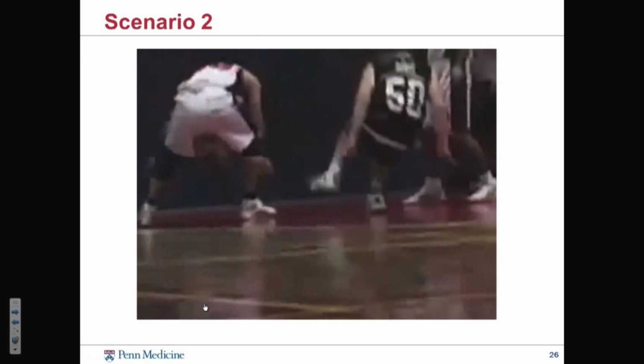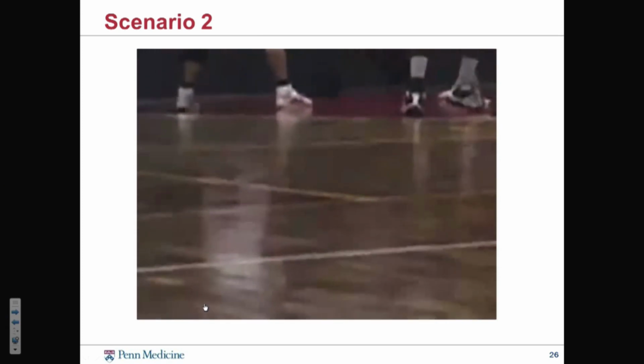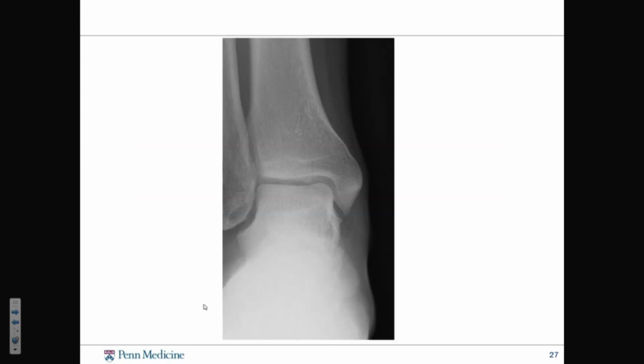And if you watch a little longer, you get this close-up view. And as his foot comes down, you see that rolling mechanism of the ankle. And that's a classic eversion ankle sprain injury while playing basketball that we see quite commonly.